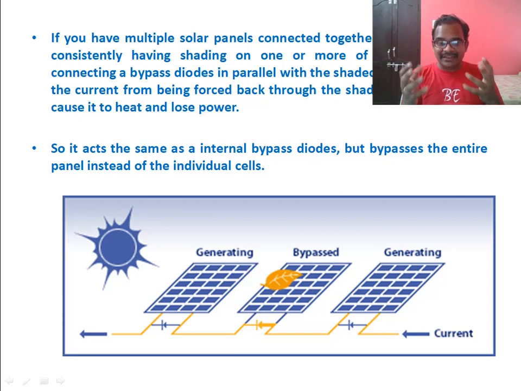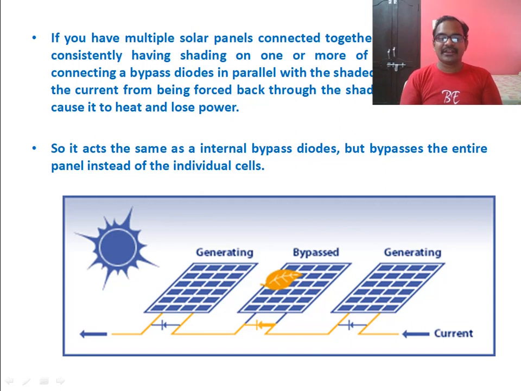But while taking the panel from the manufacturer and keeping them in a string, that is in series connection, we need to keep a diode across each and every panel. These are what are called bypass diodes. Internal bypass diodes we cannot see, but these are the bypass diodes which we have to keep to make the panels protective against shading, that is, to prevent the hotspots.